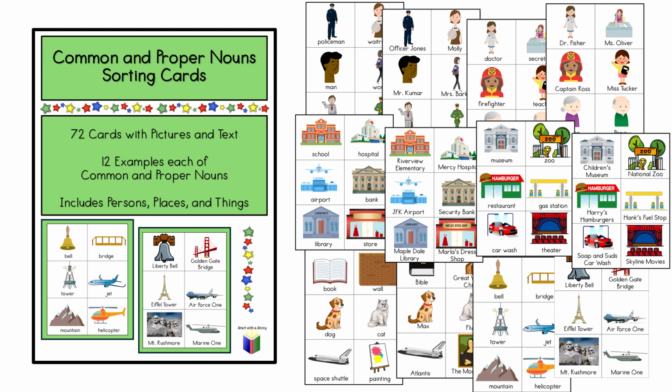A great way to practice sorting and matching common versus proper nouns is with my sorting cards. There are 72 cards in all with 12 examples of common and proper nouns. There are persons, places, and things they can sort to match and gain confidence in understanding the significance of having an official name and the difference it makes in whether a noun is common or proper and whether or not they get written with a capital letter.